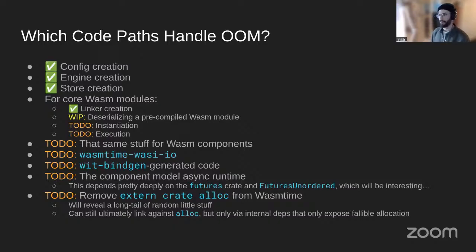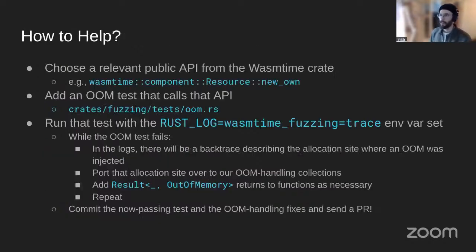I suspect that when we flip that switch and remove extern crate alloc, there's going to be a long tail of stuff that we didn't see in the earlier processes, and we're going to have to go fix it at that point in time. So if this sounds like interesting work to you, I think at this point it is pretty parallelizable. And so if you want to help out, you can.